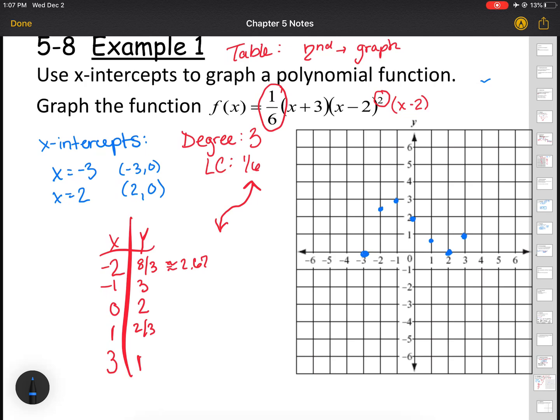Even if we were to throw in -4, it would keep going down forever. And if we make our smooth curve here, it is in fact the smooth S-shaped regular snake kind of curve that we got from our degree and leading coefficient.